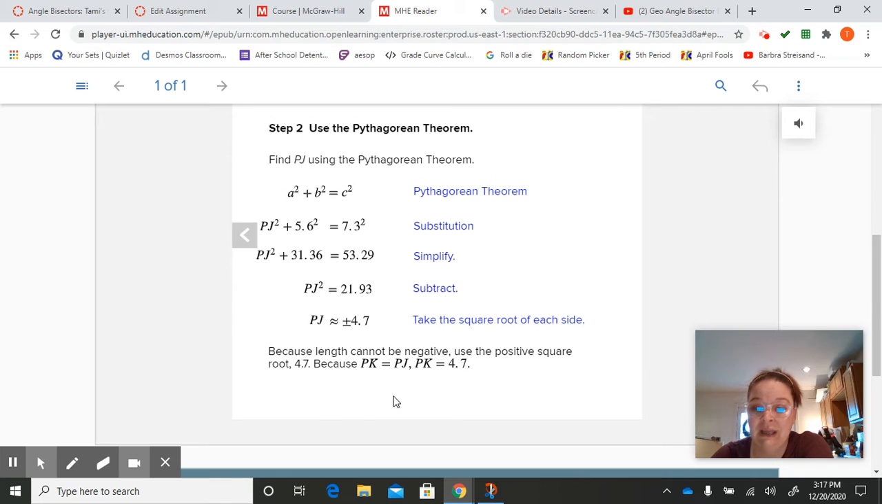Because we're talking about length, we don't need to worry about the negative answer, so we're just going to look at the positive, which is positive 4.7. And as stated before, PK has to be the same as PJ, so since PJ is 4.7, PK is also 4.7.